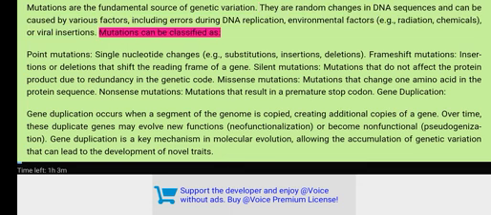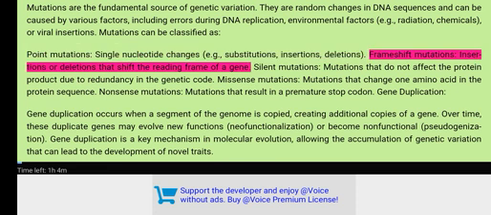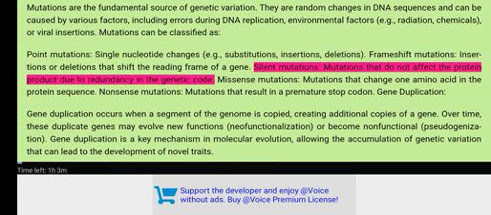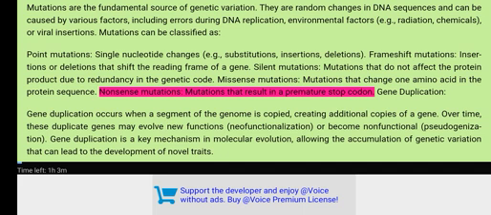Mutations can be classified as point mutations, single nucleotide changes e.g., substitutions, insertions, deletions. Frameshift mutations, insertions or deletions that shift the reading frame of a gene. Silent mutations, mutations that do not affect the protein product due to redundancy in the genetic code. Missense mutations, mutations that change one amino acid in the protein sequence. Nonsense mutations, mutations that result in a premature stop codon.